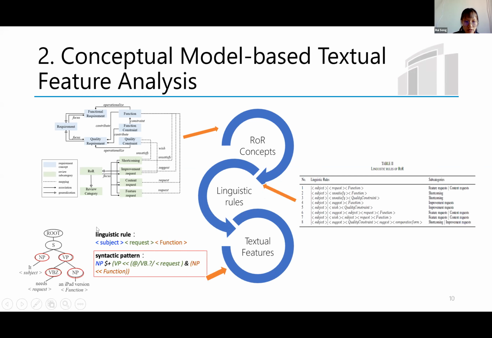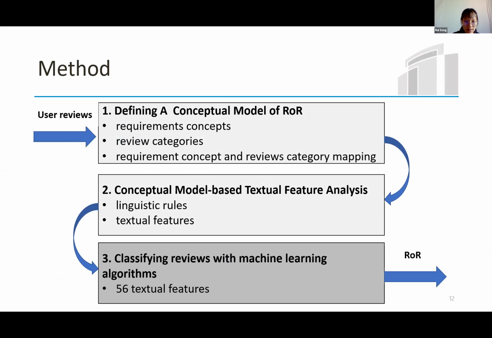Based on these linguistic rules, we can use an NLP toolkit to design semantic patterns that can be used to identify ROR. Based on the above steps, we designed a total of 56 text features, and then we classify reviews with machine learning. These text features can be accessed from Dropbox.